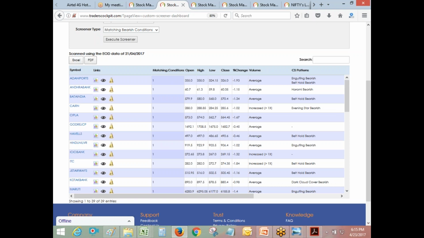Say for example, I'll look at the pattern. So engulfing bearish, even Maruti is also there. So you can open, you can click here to open the chart. This is for watch list, this is for alert. Okay, now you can go back.